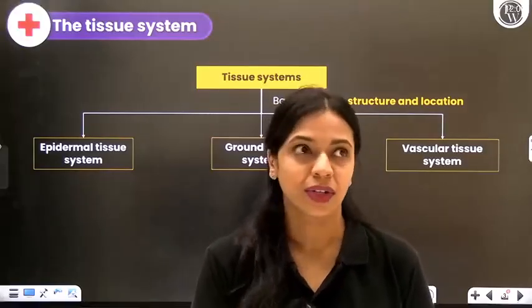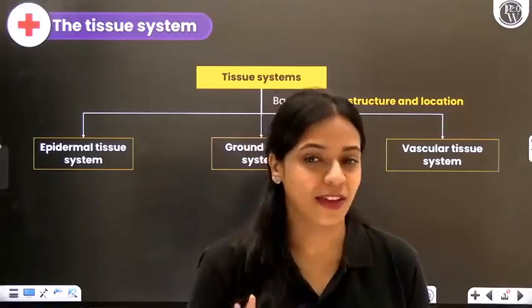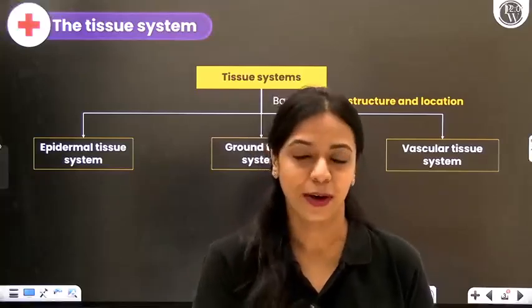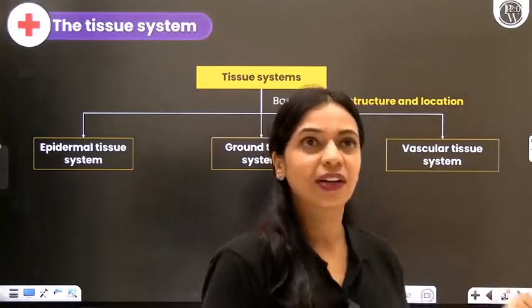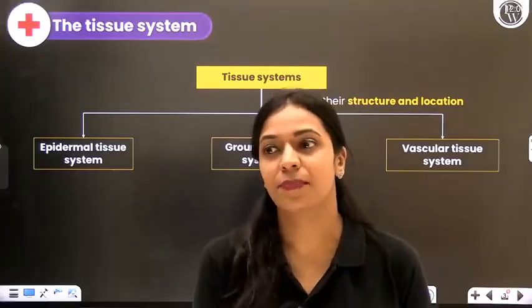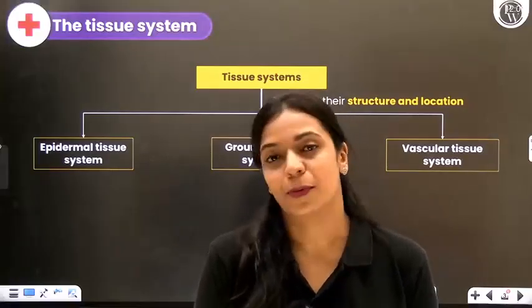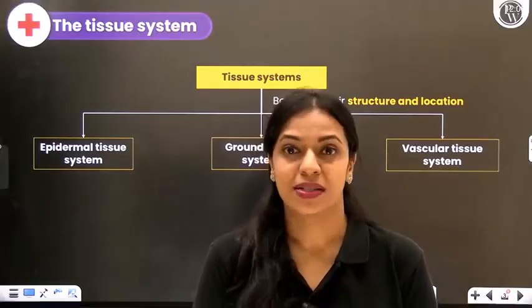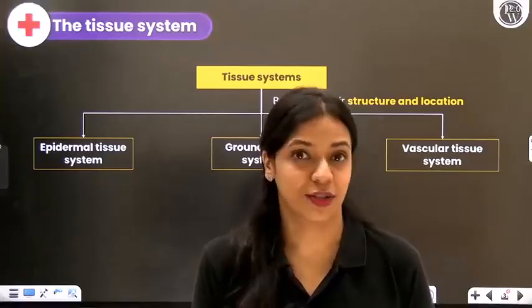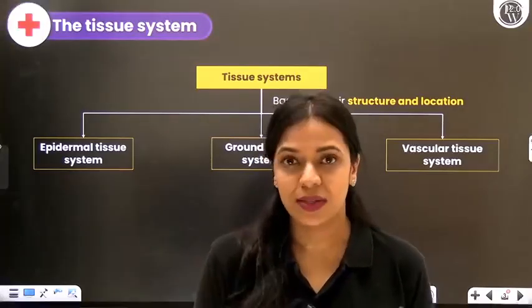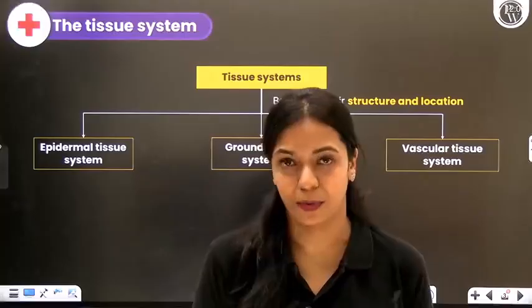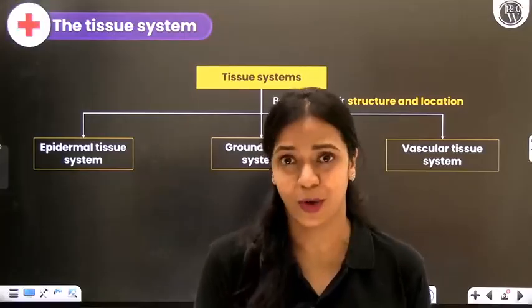Now we'll talk about the vascular tissue system first, and then we'll talk about the ground tissue system. Vascular tissue system, you can think of it being similar to our, let's say, blood vessels. What do our blood vessels do? The blood vessels and the heart are involved in conduction of respiratory gases and also in the conduction of nutrients across different parts of the plant, different parts of our body, right?